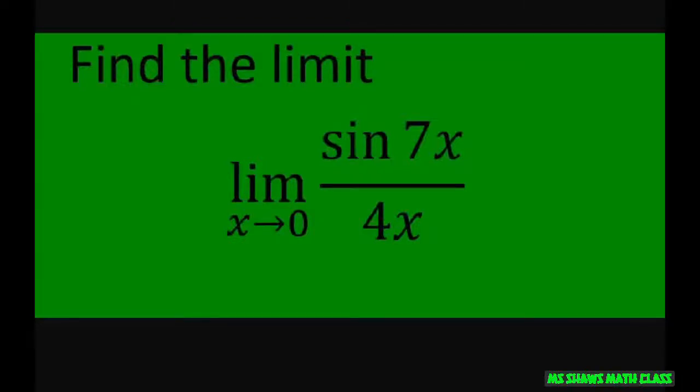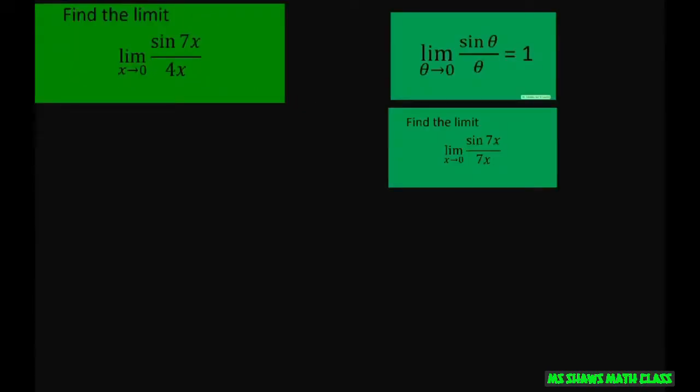One, we're going to find the limit as x approaches 0 of sine of 7x divided by 4x. What we want to do is write it in this form, because we know that the limit as theta approaches 0 of sine of theta divided by theta equals 1. So we want it to look like this, or at least break it up to look like that. In this case, let's look at this problem.